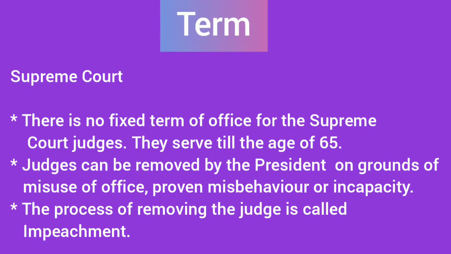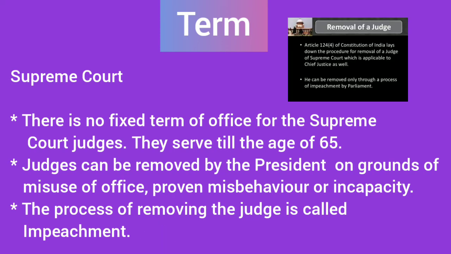Lastly, we will talk about the term. Beta, there is no fixed term of office for the Supreme Court judges. They serve till the age of 65. Supreme Court judges can be removed by the President on grounds of misuse of office, proven misbehavior or incapacity. In the previous video, I told you as well that the process of removing the Supreme Court judges is called impeachment.